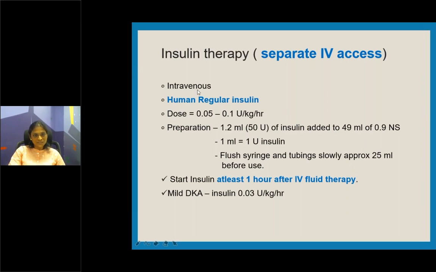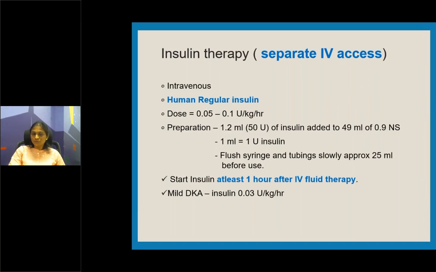Insulin therapy is usually given intravenously in children with DKA. We start regular insulin, that is human Actrapid, and the dose which we use is 0.05 to 0.1 units per kg per hour. Of late, in many hospitals, we have moved on to 0.05 units per kg per hour insulin rather than 0.1 units per kg per hour.